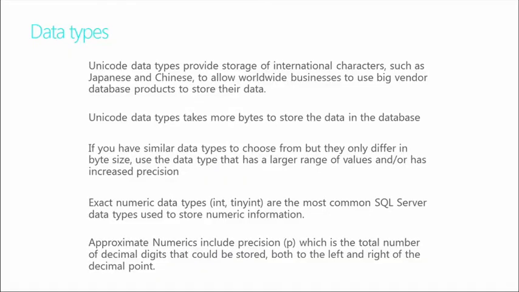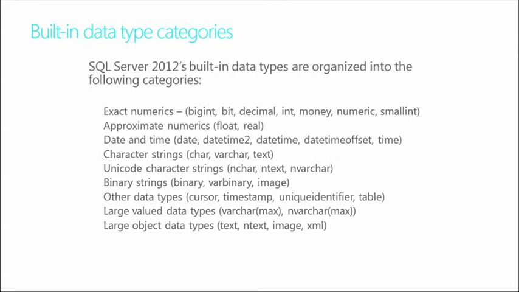We have what are called Unicode data types. You'll see that often. These provide storage for international characters. Non-Unicode data types are pretty much specific to the USA and English data types or characters. But if you want to bring in other native languages, we have to use the Unicode data types. Unicode data types take more storage in the database itself, so you have to be careful about that. Those are a couple of concerns that we have to think about when we're looking at data types.